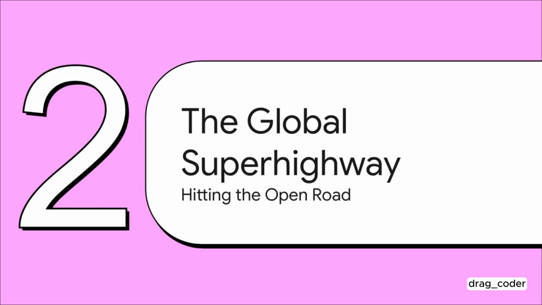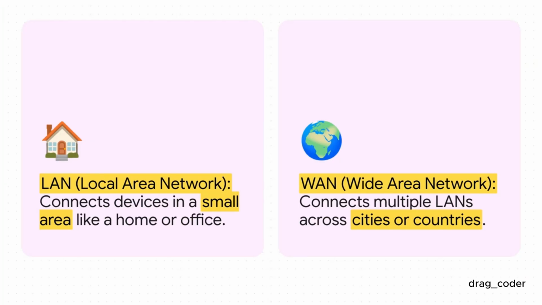All right, now let's zoom out, way out. Once our message leaves your cozy little local network, it needs to get onto something much, much bigger. So, welcome to the global superhighway. If your LAN is the driveway, a WAN, or a wide area network, is kind of like the city streets and the big state highways. Its job is to connect a whole bunch of those local networks together, but across huge geographic areas. This is the first major jump in scale for our little message.